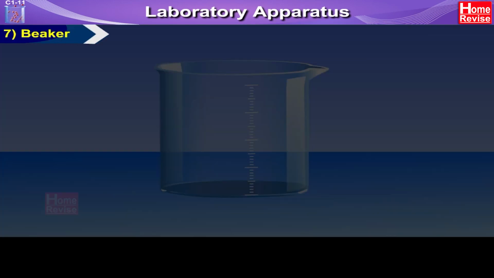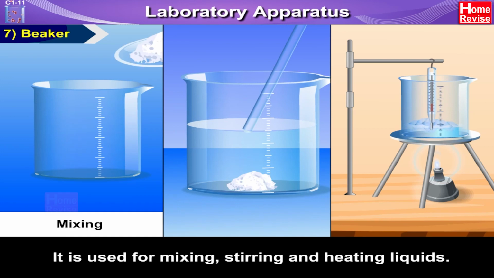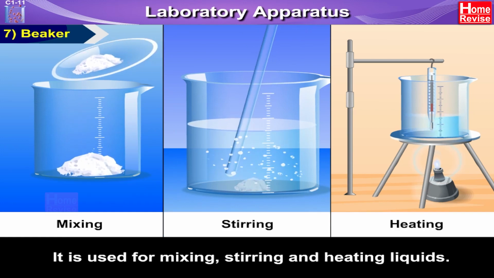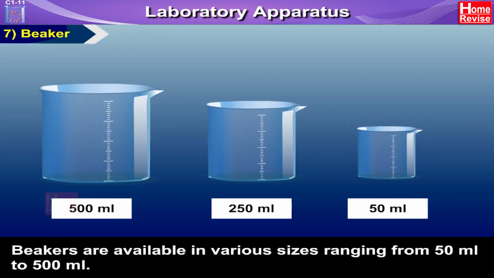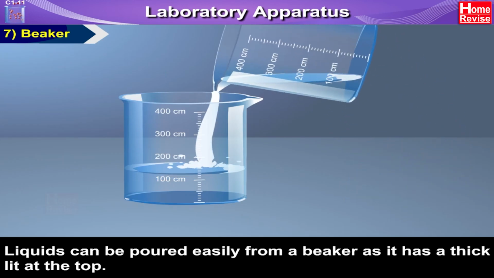7. Beaker. A beaker is an open glass container, generally cylindrical in shape with a flat base. It is used for mixing, stirring, and heating liquids. Beakers are available in various sizes ranging from 50 milliliter to 500 milliliters. Liquids can be poured easily from a beaker as it has a thick lip at the top.